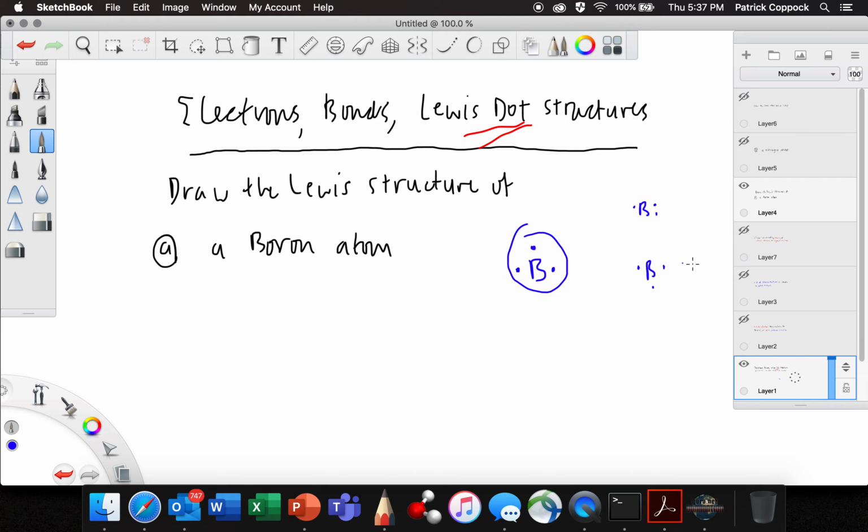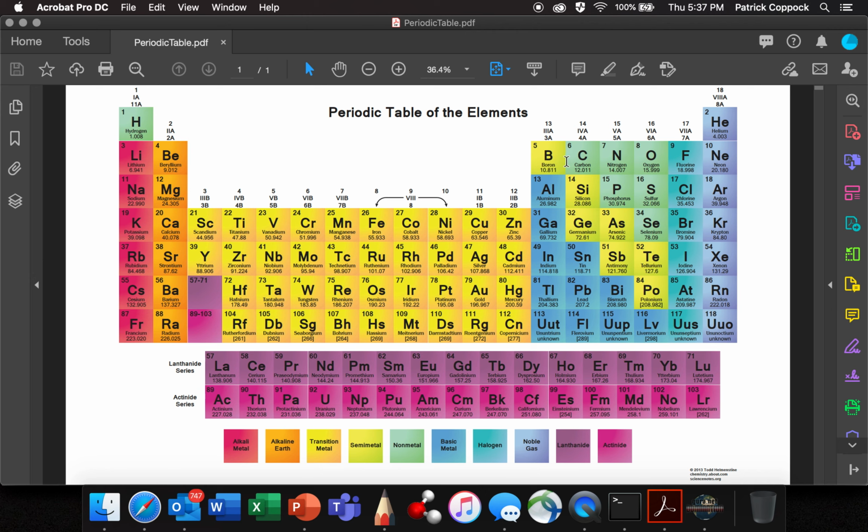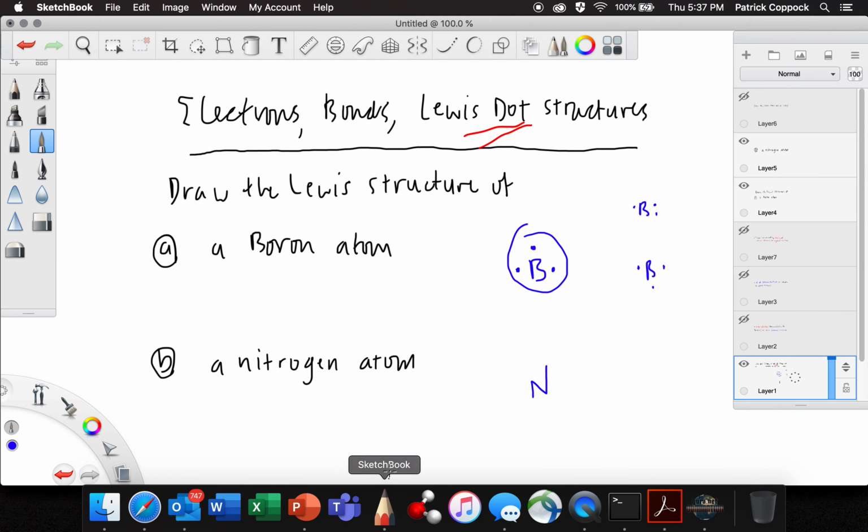Okay, so let's now do the Lewis structure of a nitrogen atom. Again, first I'm going to indicate the core with the chemical symbol. That's both the nucleus and all the inner electrons. Now we draw the valence electrons. Let's go over and see where nitrogen is. And there it is in group 5. Since it's in group 5, it has 5 valence electrons. So I'm going to go 1, 2, 3, 4, 5.